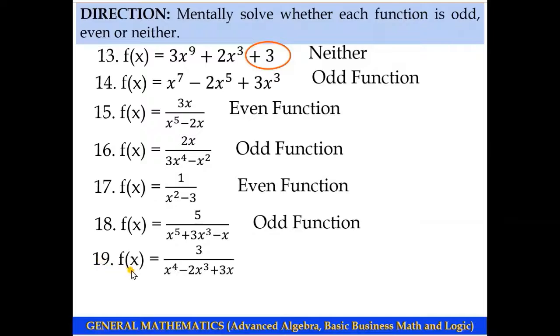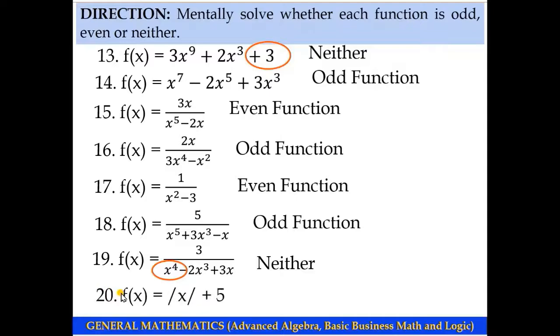Number 19. F of x is equal to 3 over x raised to 4 minus 2x cubed plus 3x. And this is neither an odd nor even because of the first term, which is having an exponent of 4, and 4 is even, and 3 and 1 are odd.